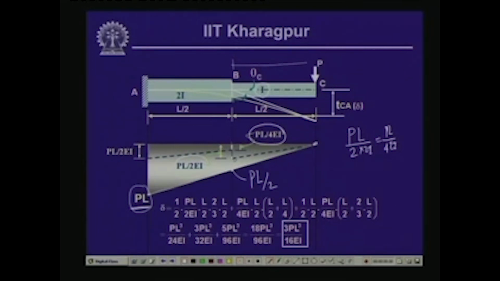So, from PL by 2EI it goes to PL by 4EI, and then again at this particular point the bending moment is P times L, divided by 2I, that means this is going to be equal to PL divided by 2EI. So, at this point again the M by EI value is PL by 2EI. So, from PL by 4EI it goes to PL by 2EI and varies linearly. So, in effect this is going to be the M by EI diagram in this particular case. The M by EI diagram is something like this.